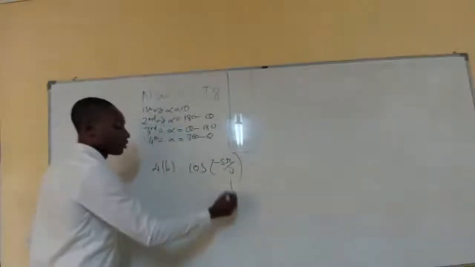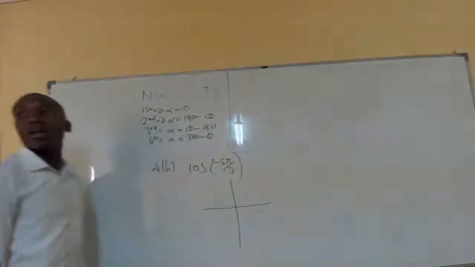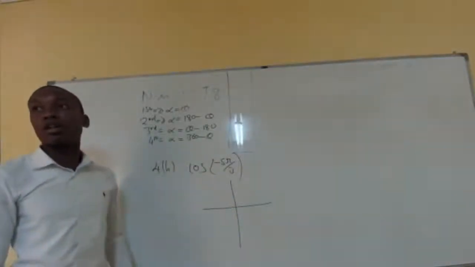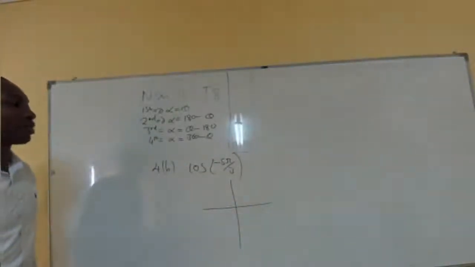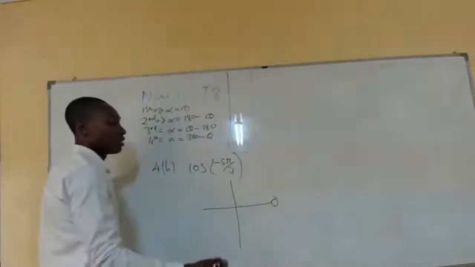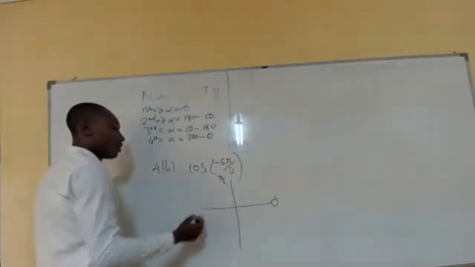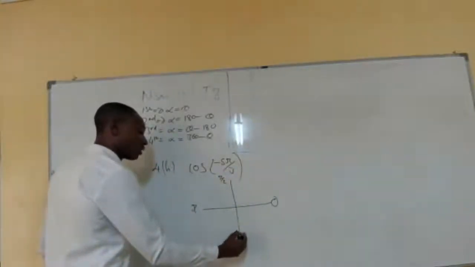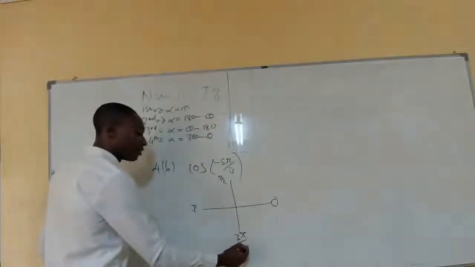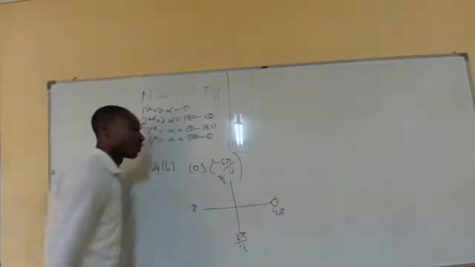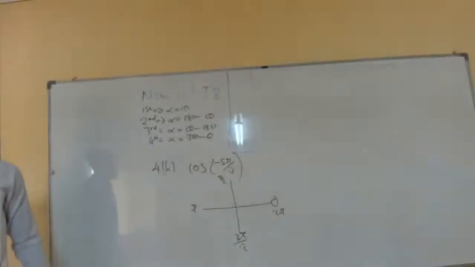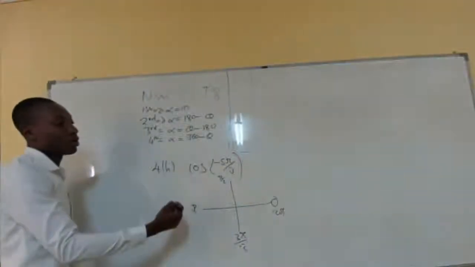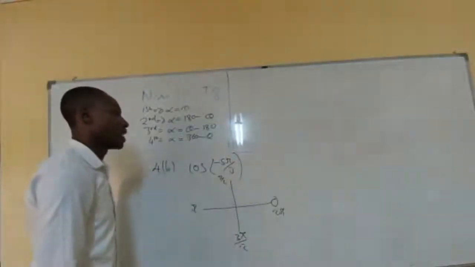First thing first, we basically have to identify where negative 5 pi over 3 is. As I said, in radians, this is 0, this is pi over 2, this is pi, then 3 pi over 2, and we have 2 pi here. If you are not converting back to degrees, this is how you go about this question. We want to know where 5 over 3 is.